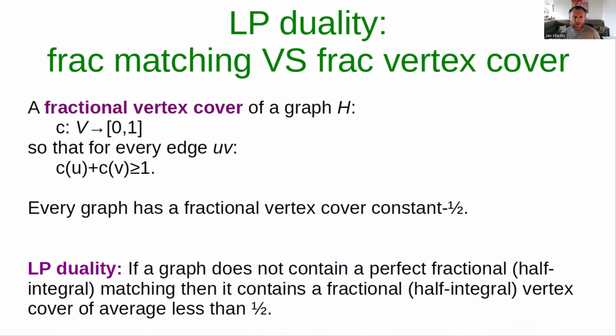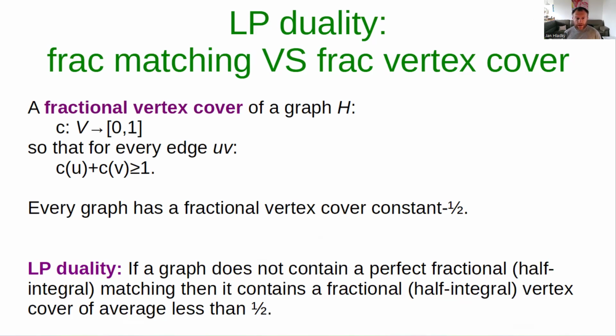And now we have the core LP duality argument, where we rely on the half-integrality property for the second time, this time on the dual side. By strong LP duality, if our graph does not contain a perfect fractional matching, it must contain a fractional vertex cover with an average vertex weight strictly less than 1/2.